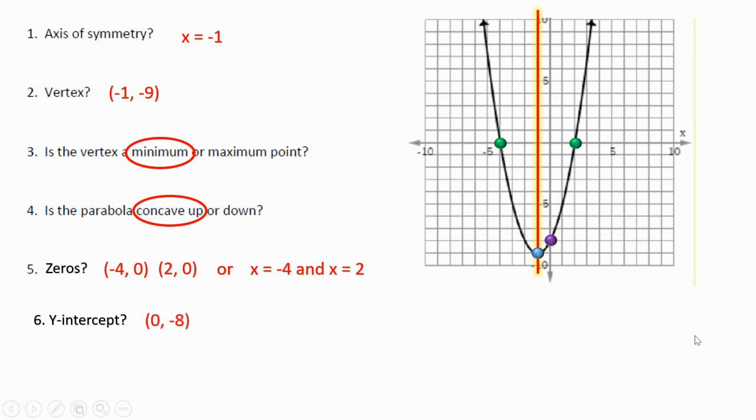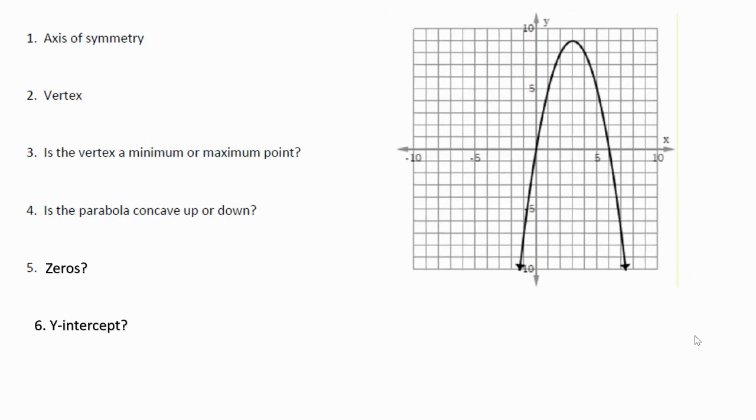Okay, so that's all the attributes, all the parts of a quadratic function that you have to memorize and know how to find. So if I give you a graph, you should be able to look on that graph and just know all of these parts. All right, let's see one that concaves down.